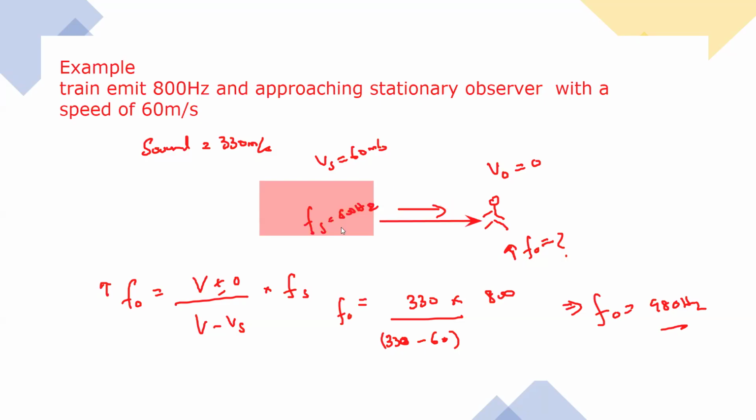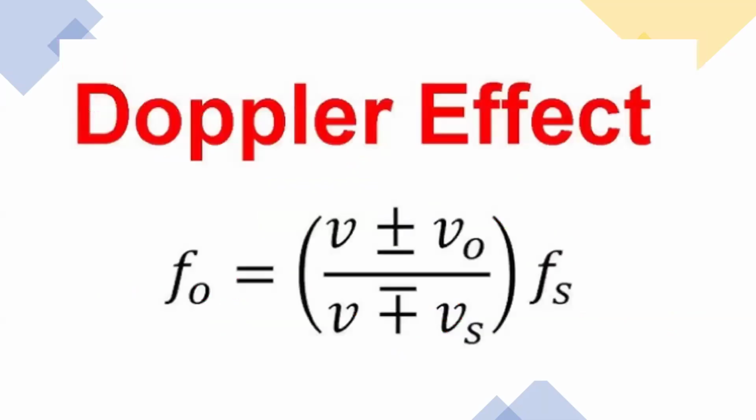So the apparent change in the frequency due to the relative motion of the source and observer, we call that the Doppler effect. Does anyone have a doubt or a question about the Doppler effect?